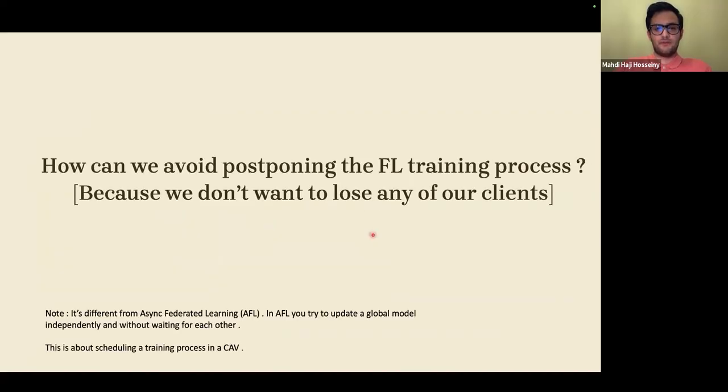So the last question is how can we avoid postponing the federated training process, because we don't want to lose any of our clients? I want to mention that this is different from asynchronous federated learning. In the asynchronous approach, you try to update a global model independently and without waiting for each other. But this is about scheduling a training process inside CAV resources. So this is a different problem.